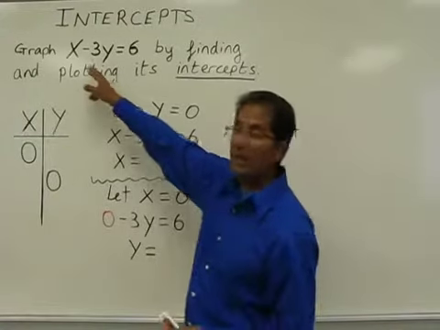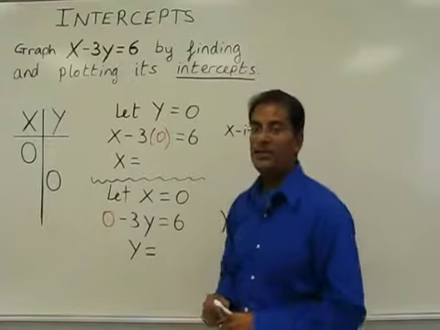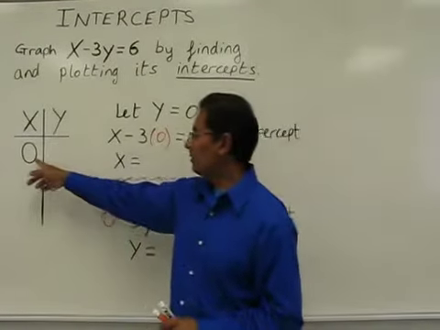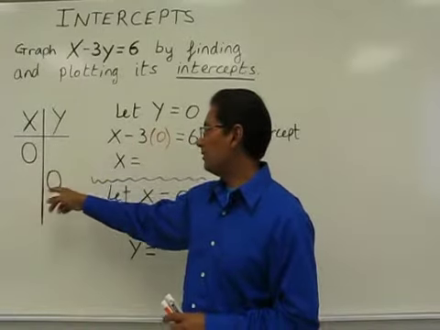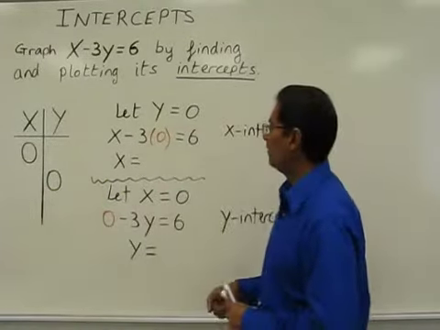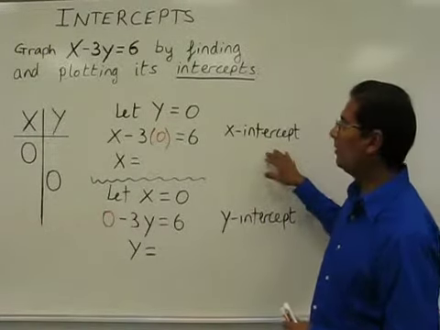We have the equation x minus 3y equals 6, and we want to graph it by finding its intercepts. Okay, if x is 0, we have a y-intercept, and if y is 0, we get an x-intercept. So let's find the x-intercept first. In other words, we set y equal to 0.